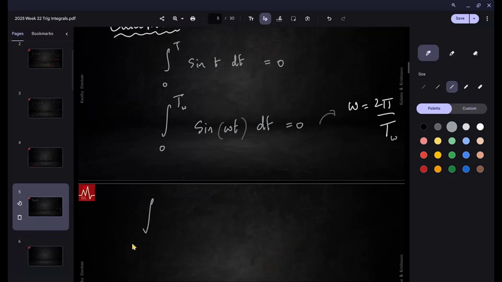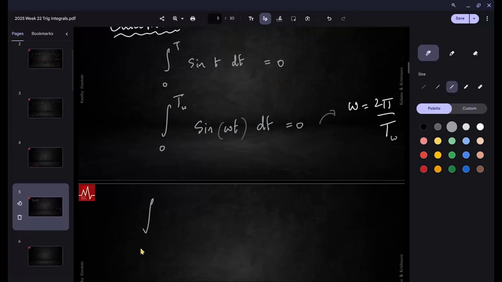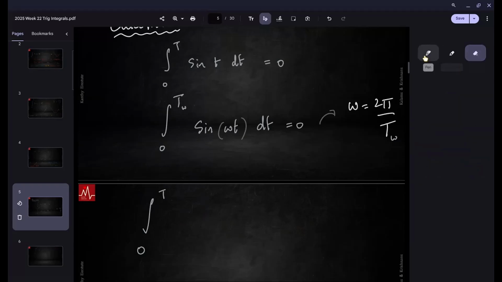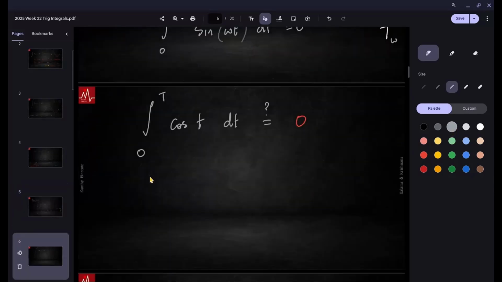Now, actually, you don't need minus t by 2 to t by 2. Let's do 0 to t of cos t dt. Which is this? The first question. Great. This is 0. 0 to t.